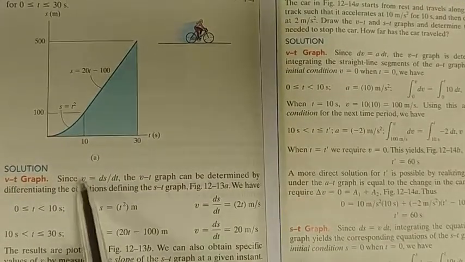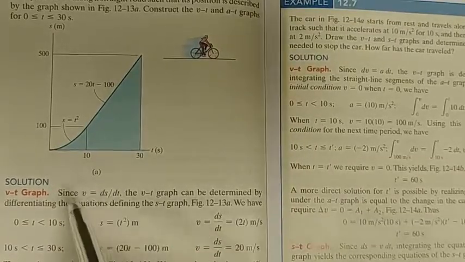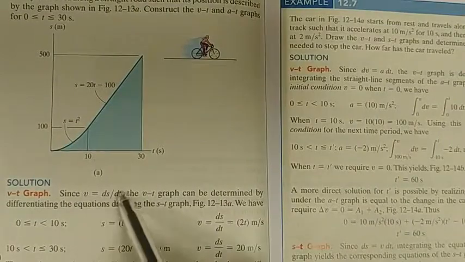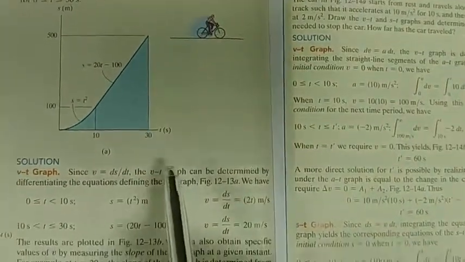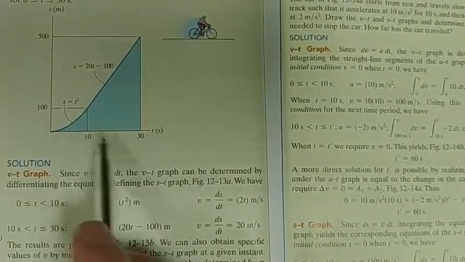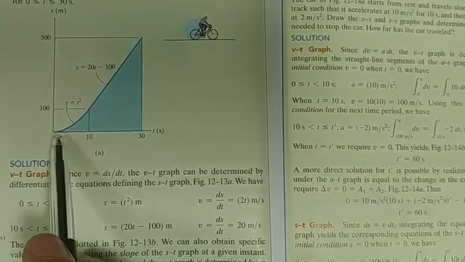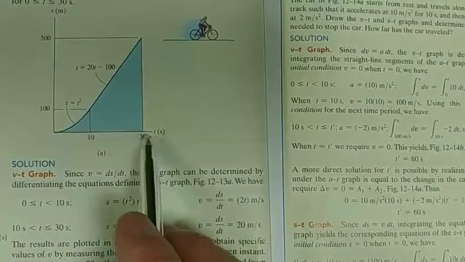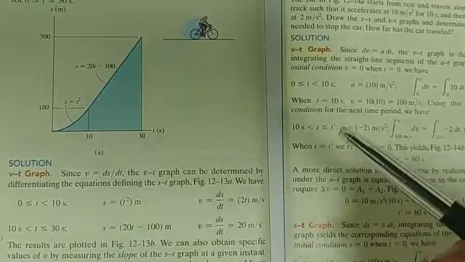So that's the first thing we need to do: identify what we're looking for and how we are going to get there from what we have. Then the second thing we need to do is break up our problem into its different time periods. For example here, between 0 and 10 we have a certain function, and from 10 to 30 we have another function. This is a piecewise function.